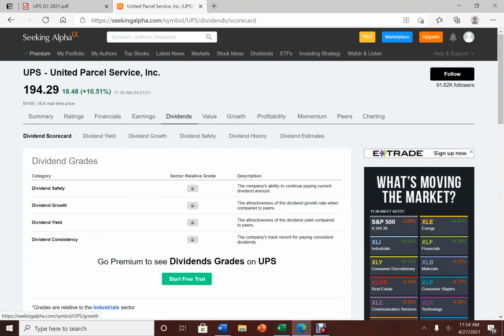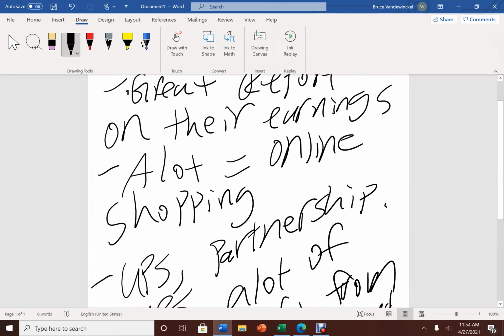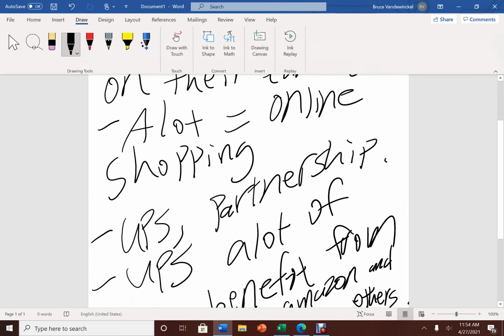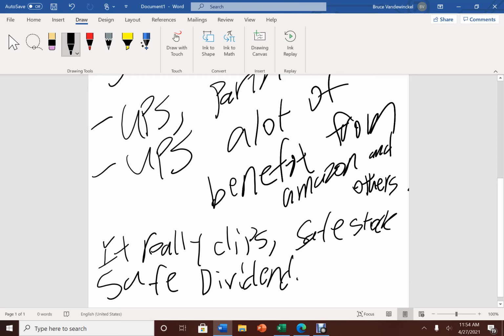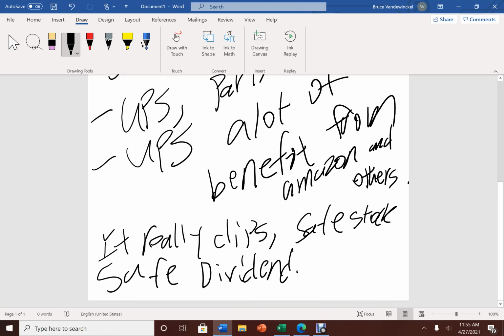So with that being said, let's wrap it up again. The company has a great report due to online shopping and people shopping a lot more online because of the global health issue and people staying home. UPS has a partnership with Amazon, and they get a lot of benefit from Amazon because as more people buy stuff from Amazon, there will most likely be more returns. Therefore, UPS gets a nice benefit from this. UPS stock rarely ever dips. It's a safe stock, safe dividend.